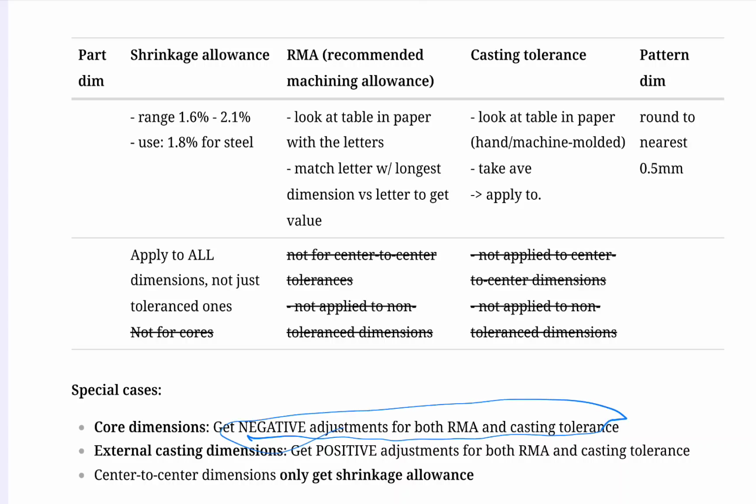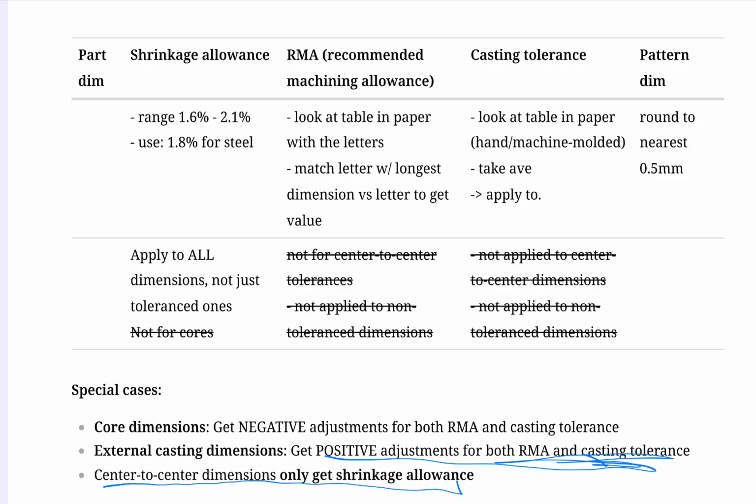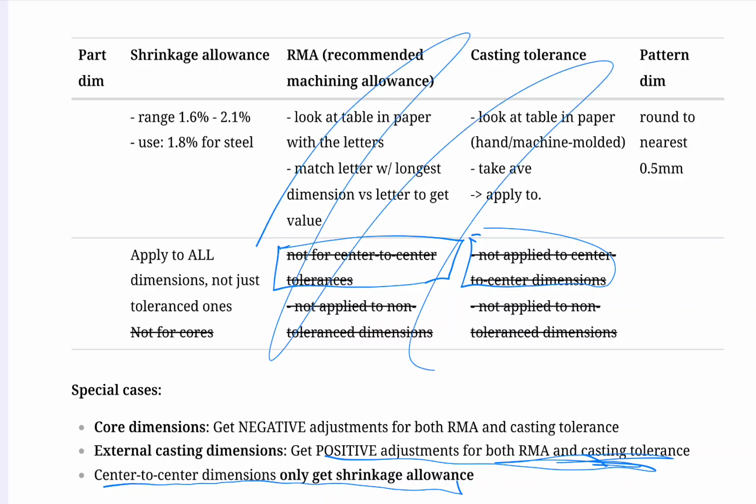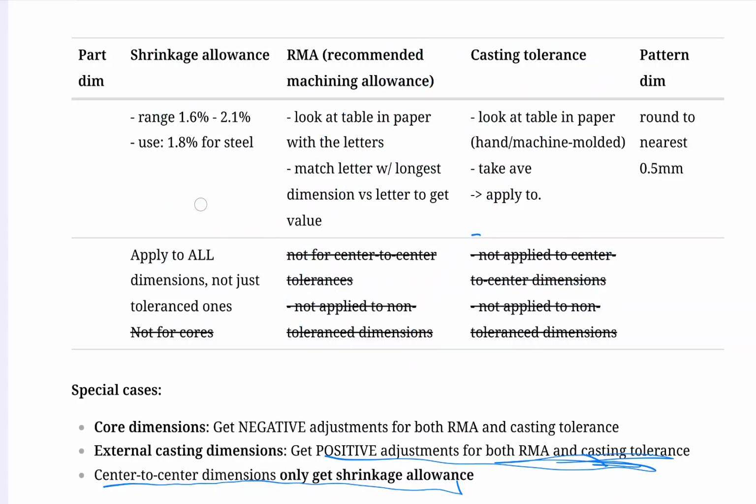Same, for example, with machining as well. We machine for a smaller hole because when we machine, we're machining for a bigger one. So you want to make it smaller because we're going to take away from the sides to make it bigger. And we have positive adjustments for the RMA and casting tolerances. Okay. There's a lot of focus on this, but this is just important to know. It's like a little thing to catch you out. For center to center dimensions, don't look at that. Only do this one.